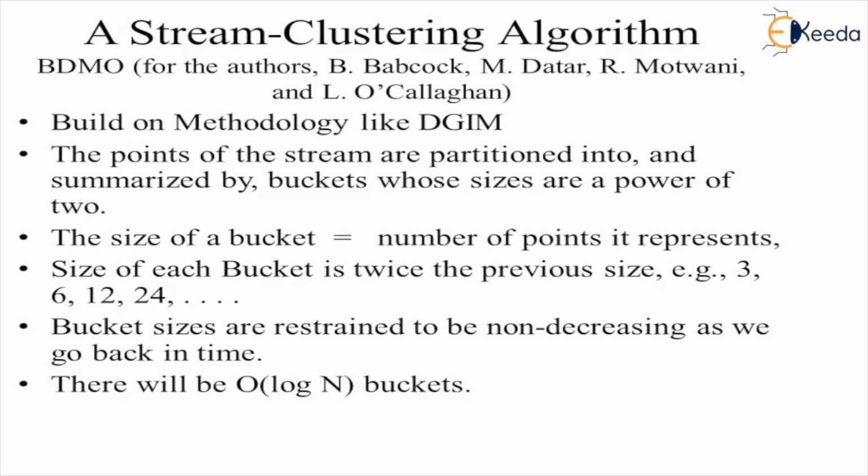The points of the stream are partitioned into buckets, and the size of a bucket is a power of 2. The size of a bucket is equal to the number of points it represents. If the size of the bucket is 3, definitely 3 points are present in that bucket. The size of each bucket is twice the previous size: 3, 6, 12, 24, 48 and so on. Bucket sizes are restrained to be non-decreasing as we go back in time.